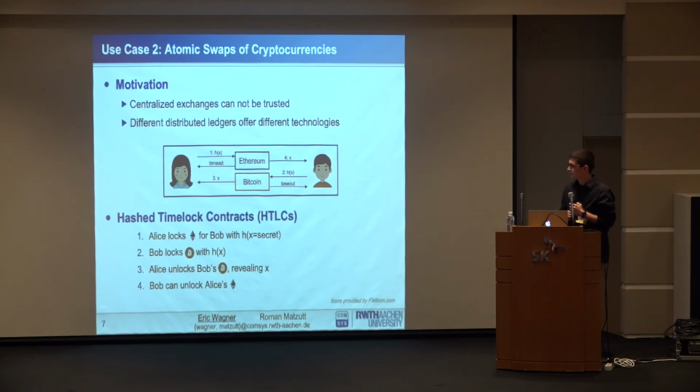So basically, Alice knows the secret, and she makes this payment in Ether to Bob, such that he can only get his Ether back if he reveals the secret, but he doesn't have it at this moment. And then Bob sends his Bitcoins in the same manner, and now Alice can reveal the secret, and then Bob also knows the secret and can get his Ether.